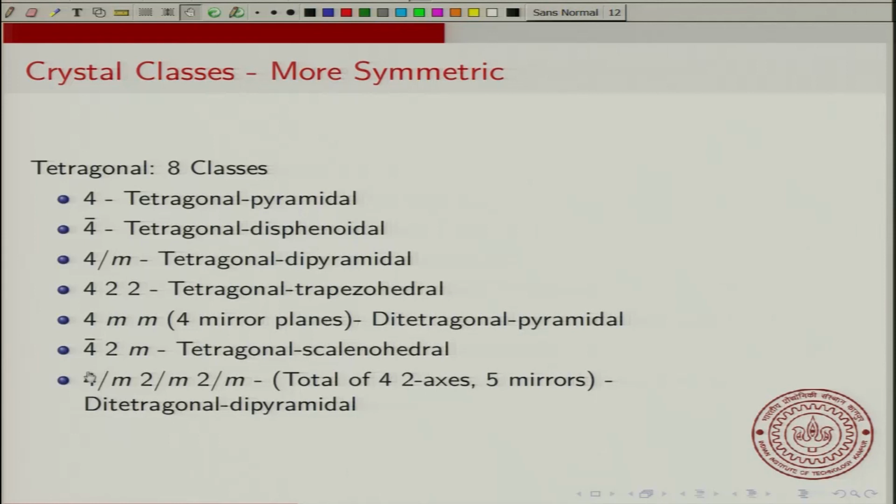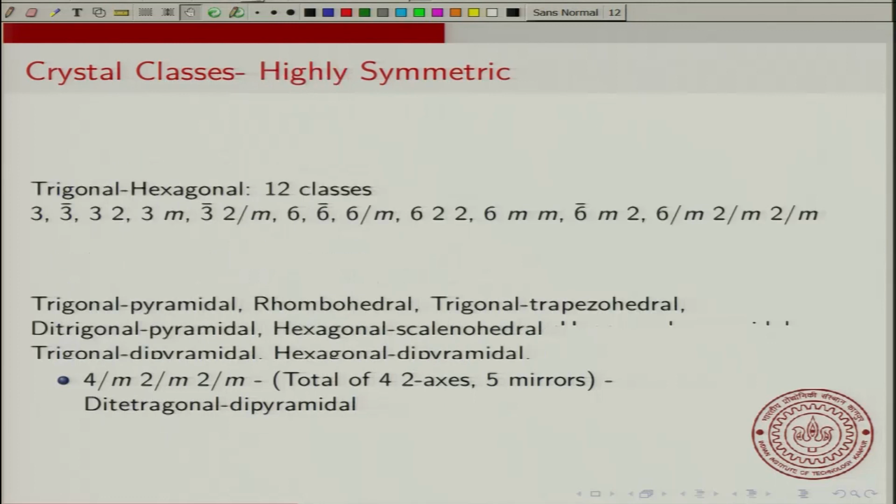And if it has a 4-fold axis with perpendicular mirror and 2-fold axes with perpendicular mirrors. So, actually there is a total of 4 2-fold axes with perpendicular mirrors, and then there is one mirror perpendicular to the 4-fold axis. So, actually there are 4 2-fold axes of rotation and 1 4-fold axis of rotation and a total of 5 mirrors. Then you call it a ditetragonal dipyramidal, and this is the tetragonal structure with the highest symmetry. So, the tetragonal crystal class with the highest symmetry is this ditetragonal dipyramidal.